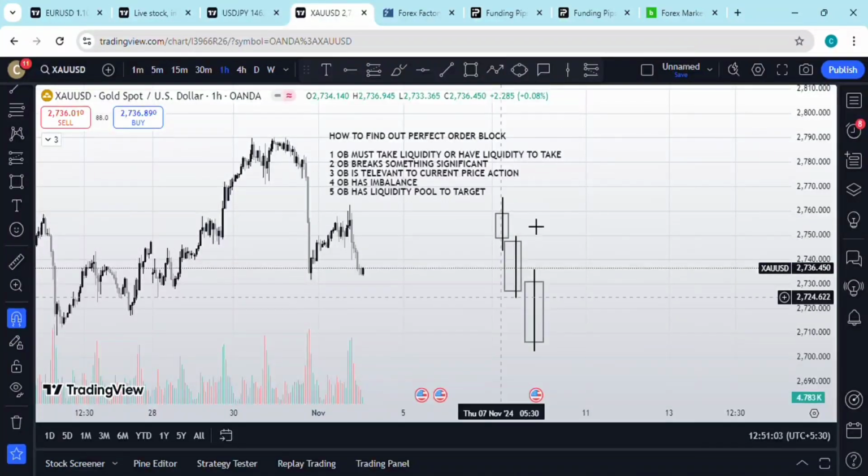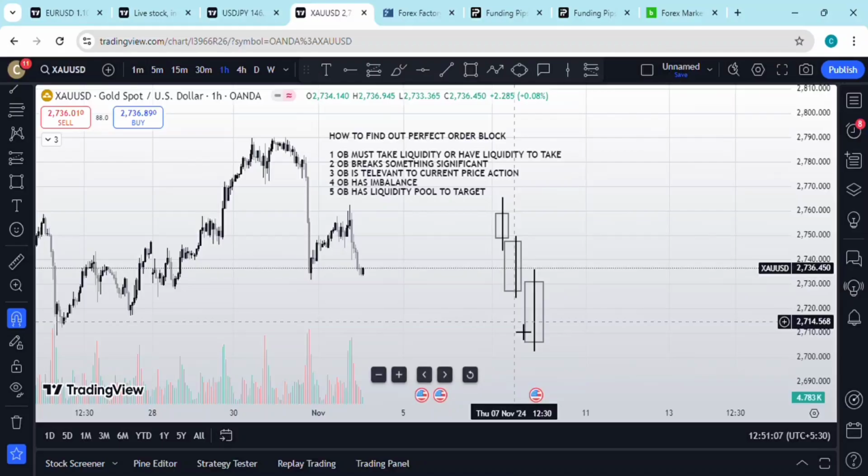The wicks don't touch each other, the first and the third candle. What do you see over here? What do you think? Why is it? I'll show you the real life example also. Don't worry, but yeah, let's see.